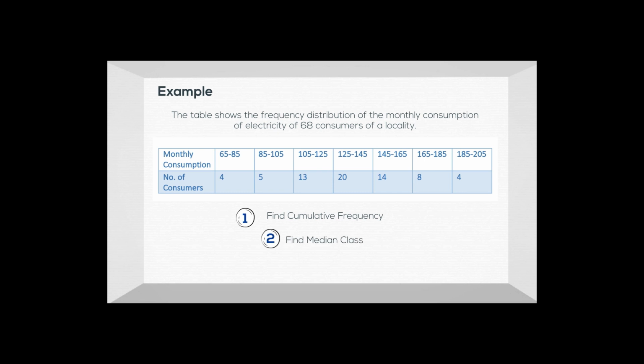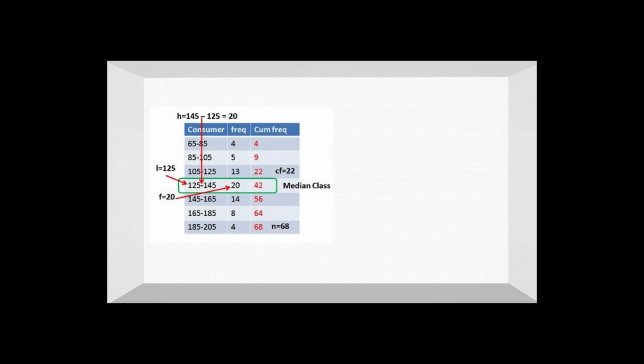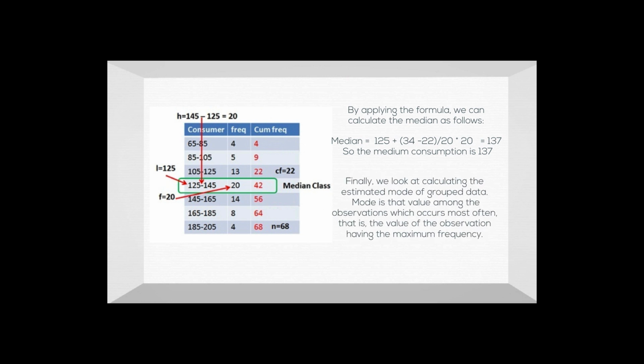This is an example of how to find the median. Firstly, we locate the median class, which is 125 to 145, and then we calculate CF, the cumulative frequency of the preceding class. Then the median is equal to 125 plus (34 minus 22) divided by 20, times 20.